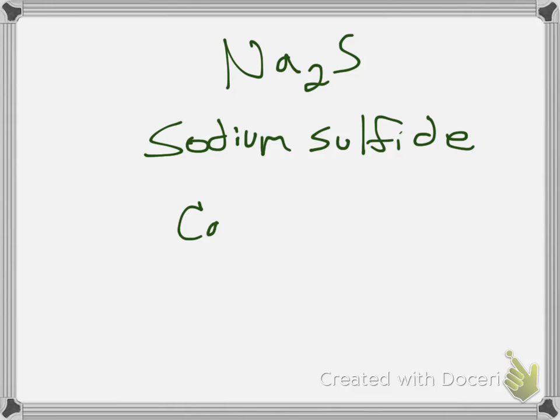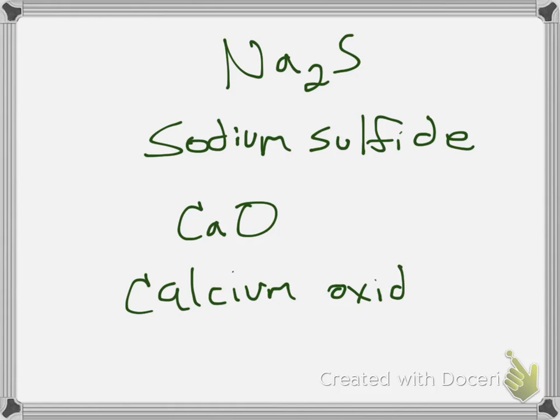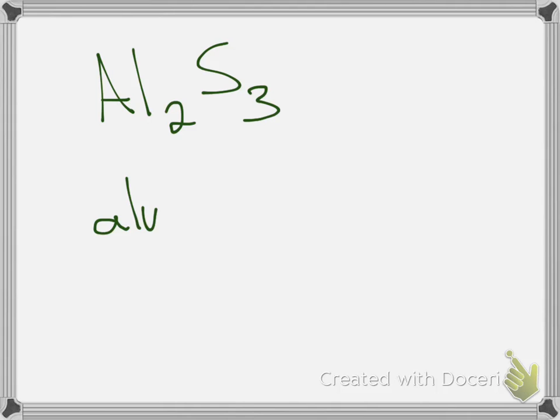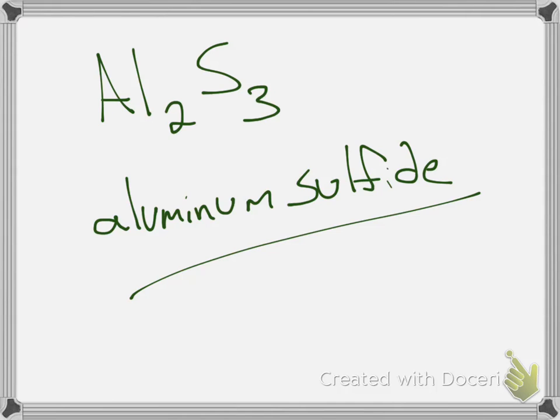Let's look at another one. CaO. Okay, that's calcium oxide. All right, let's look at something that looks a little bit more complicated, but it really isn't. Let's look at this guy, Al2S3, okay? This is the same idea. We don't really care about the subscripts. This is just aluminum sulfide, okay?